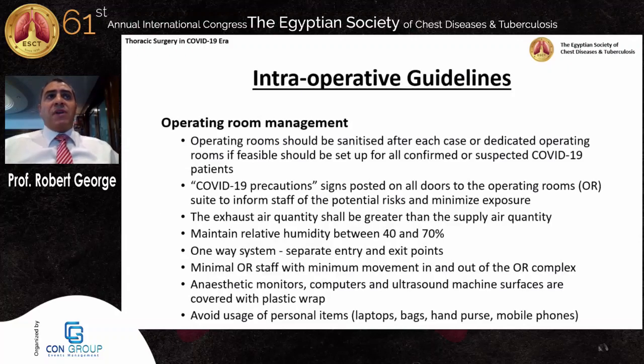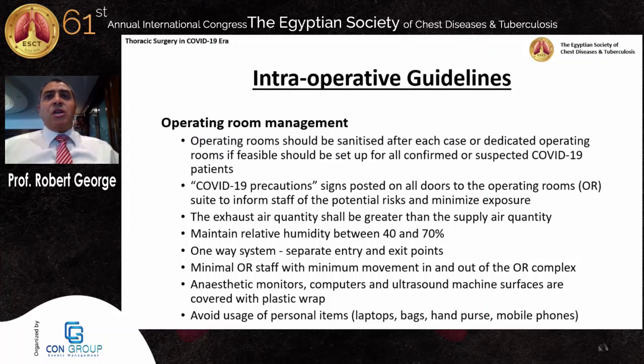So for intraoperative guidelines and operating room management, all the rooms should be sanitized, of course, before and after each case, and there should be a dedicated operating room if feasible. Not all hospitals have this option, but if your hospital can have a dedicated operating room for COVID-19 patients, then that would be the best option. We use all COVID-19 precautions, with signs posted on all the doors to the operating rooms and the suite to inform staff of potential risk and to minimize exposure.